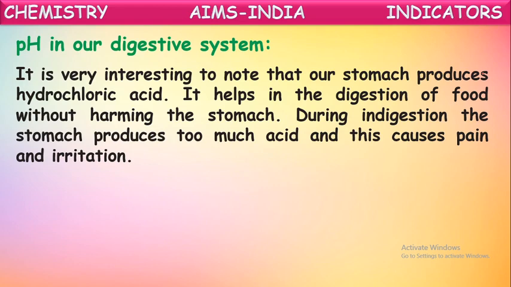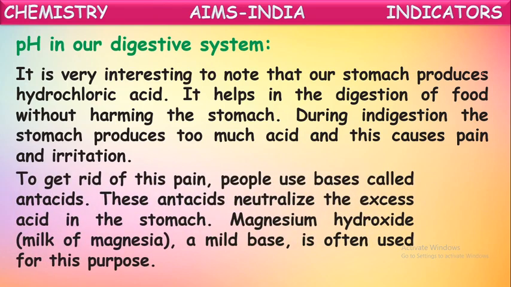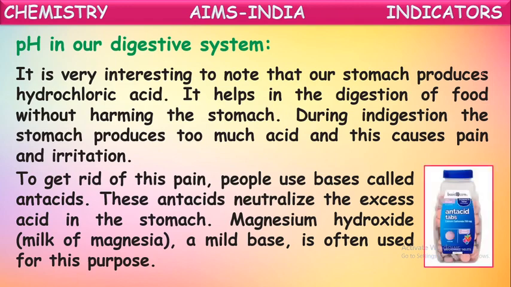During indigestion, sometimes an excess amount of this acid will be produced. Our stomach will produce too much acid, and this causes pain and irritation in the stomach. To get rid of this pain, what do we do? People use bases called antacids. These antacids contain some bases, and they neutralize the excess acid in the stomach.